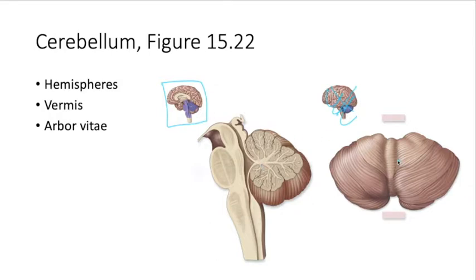Okay, the cerebellum, you can see here, it actually has two hemispheres as well, two cerebellar hemispheres, right and left. It does not have like the corpus callosum. It actually has that structure in the middle. That is called the vermis.